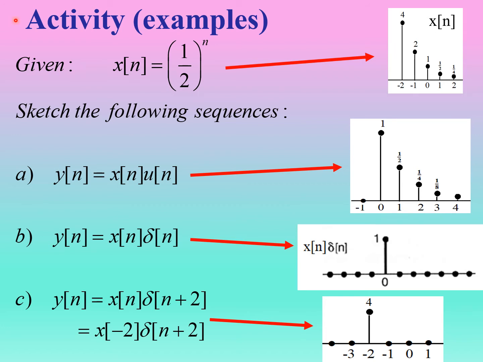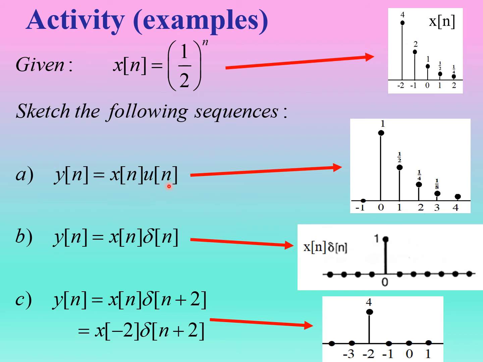So here are the solutions to our activities. We were starting with this sequence x[n] equals (1/2) to the n. So I went ahead and sketched that here, at least a few of the values of it centered around 0. I went from -2 to +2 just to get an idea of what those values are. Now in order to figure out what y[n] is, we need to multiply this function here by a step function.